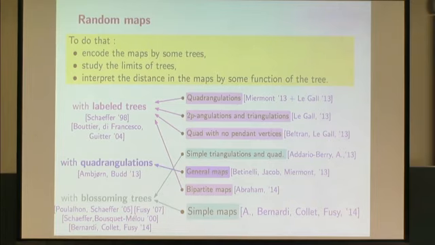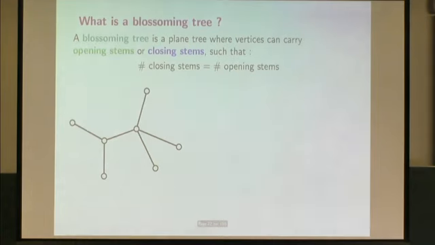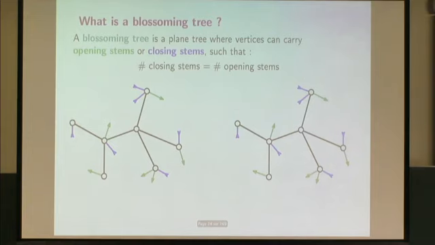So at this point, the natural question is, what's a blossoming tree? A blossoming tree is a tree with some decorations, with some opening stems and closing stems, such that the number of opening stems and the number of closing stems are equal. My opening stems are represented by these green outgoing arrows, and the closing stems by these blue ingoing arrows.